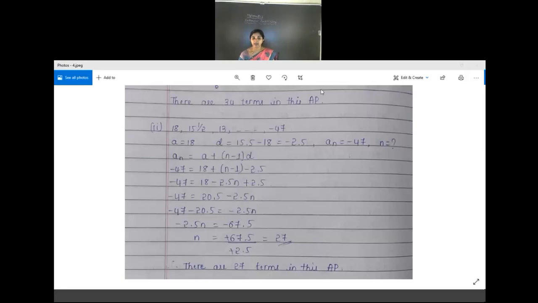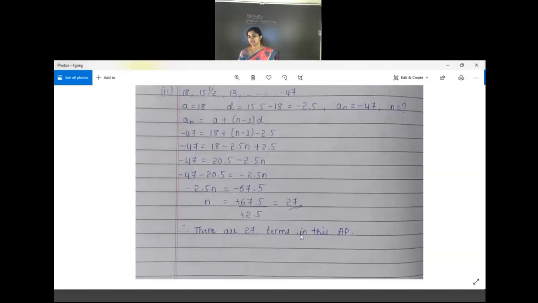Yes. So next, minus 47 is equal to 18 plus, here the bracket operation, so minus 2.5 into n is minus 2.5n, plus 2.5. Then minus 47 is equal to 18 minus 2.5n plus 2.5. So here the like terms 18 and 2.5, that is 20.5, minus 2.5n is remaining. So the next step is minus 47, take this to this side, minus 20.5, which is equal to minus 2.5n. So after the calculation, n is equal to 27. Okay, so there are 27 terms in this AP.